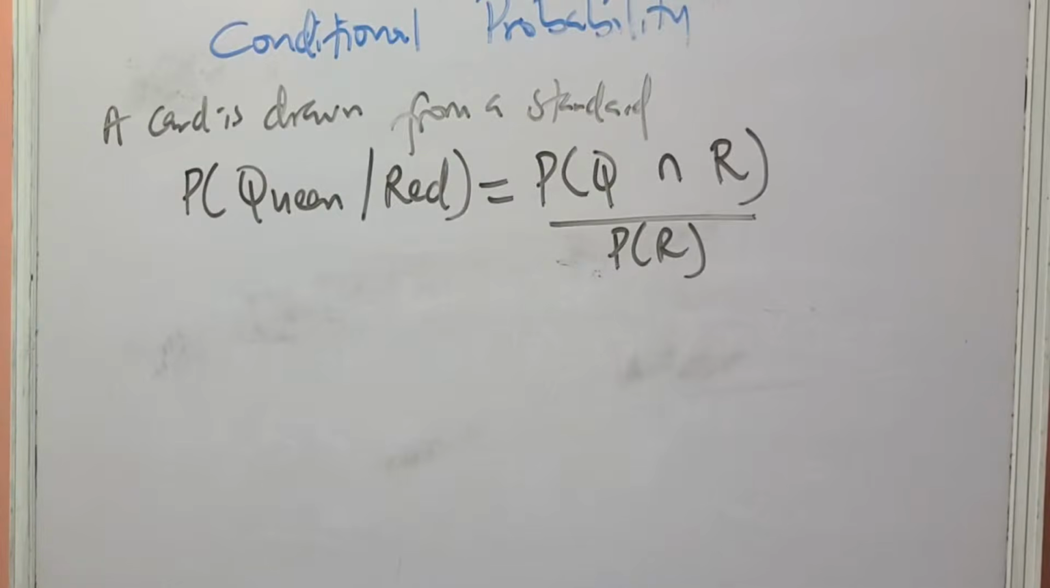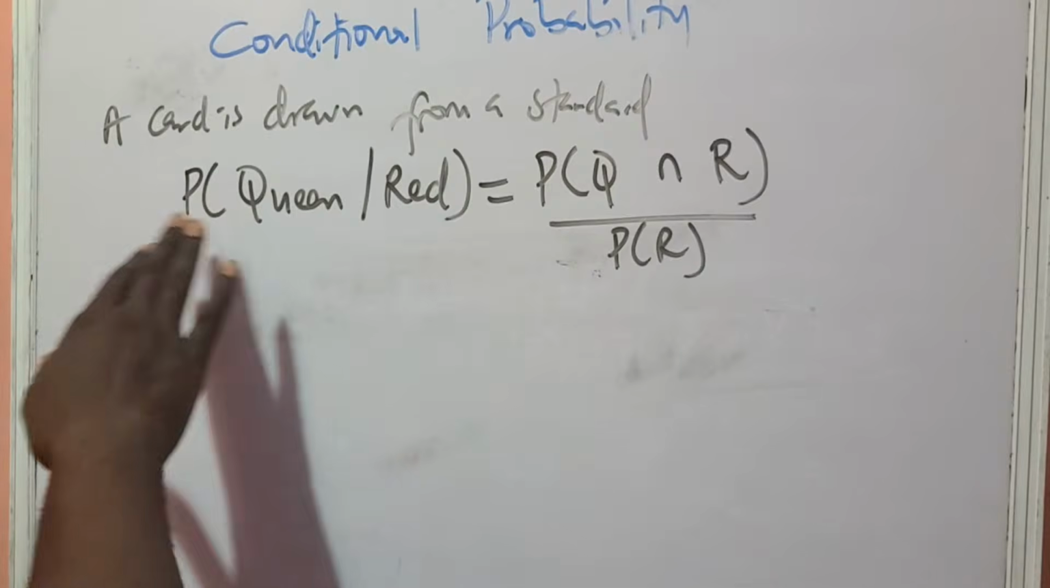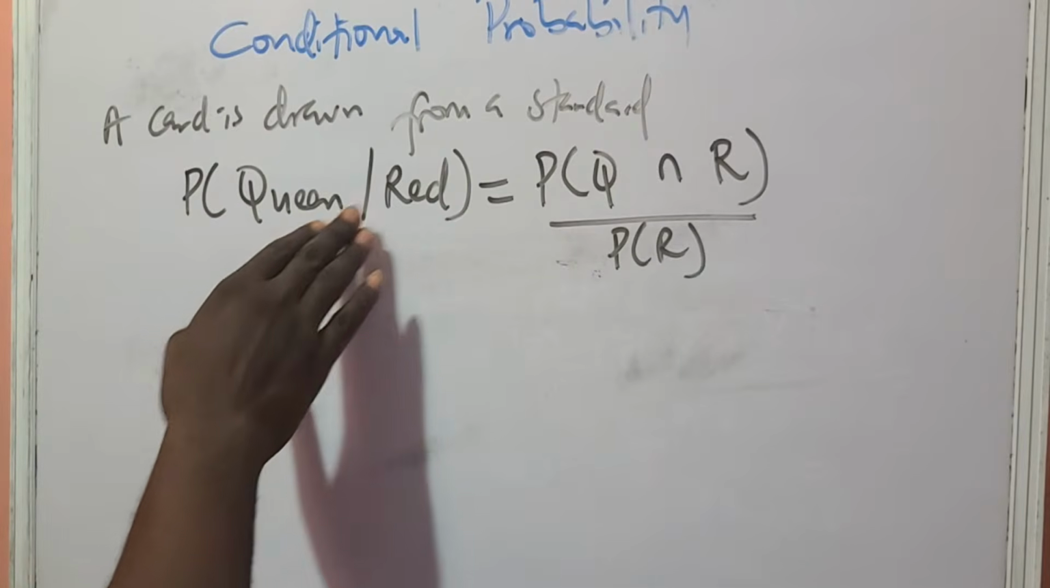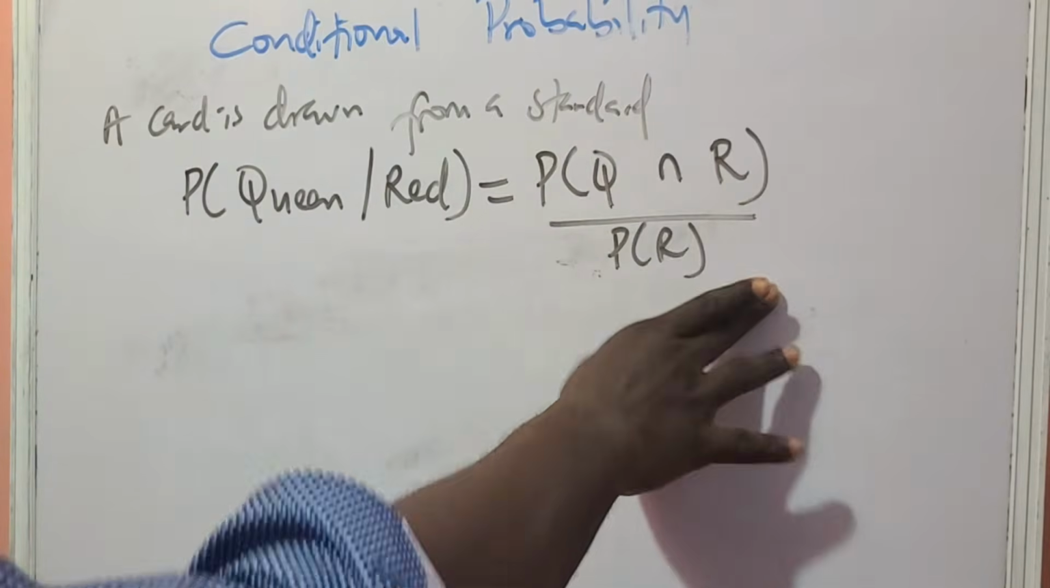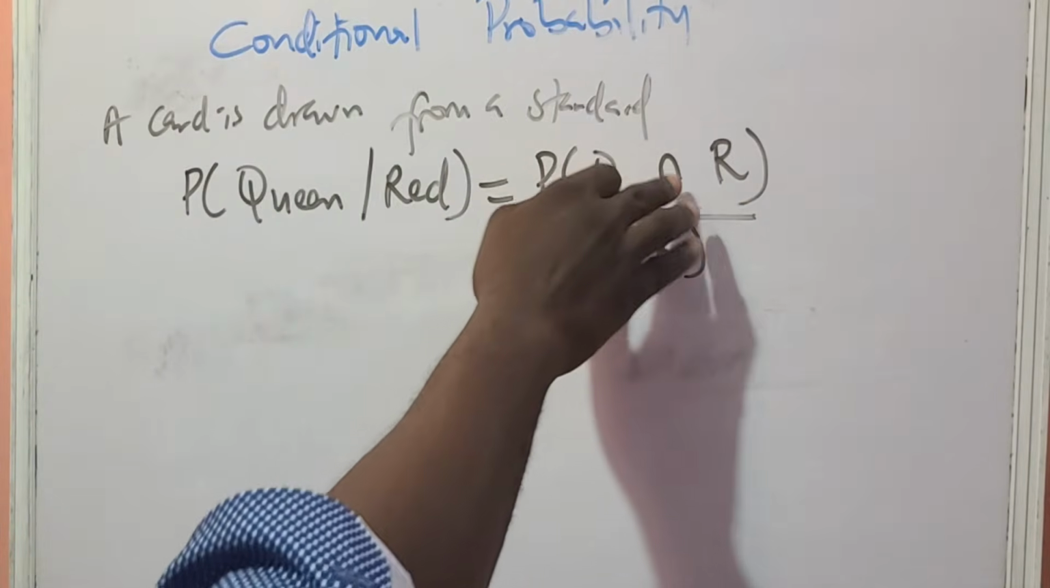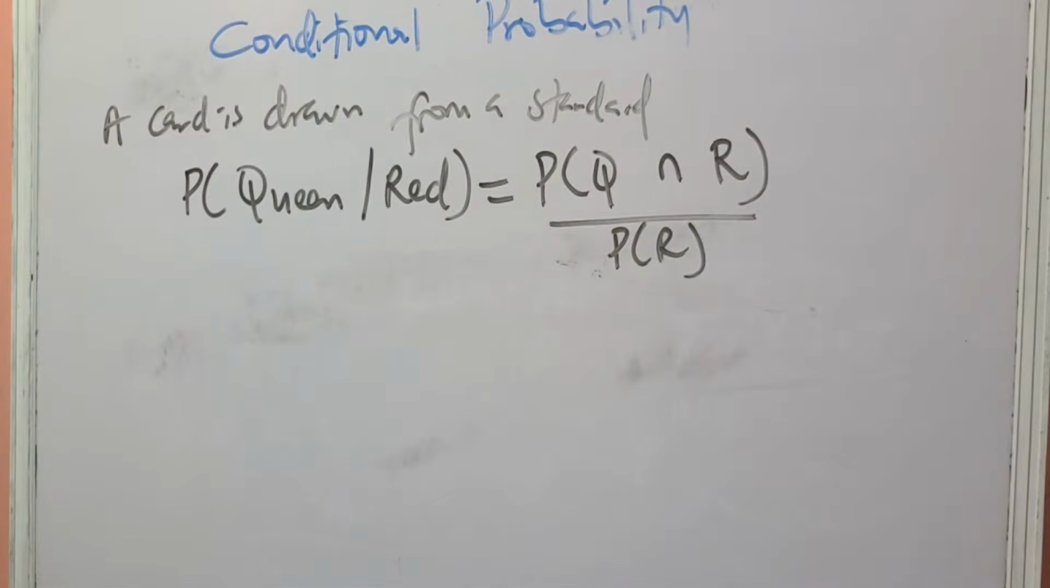For that person that wants me to read the question again: a card is drawn from a standard deck of 52 playing cards. Find the probability that the card is a queen, given that it is a red card. This is the use of the formula: probability of queen intersection red over probability of red. If you do not understand the events of cards, queen, red and the likes, this is going to be a very tough one for you.